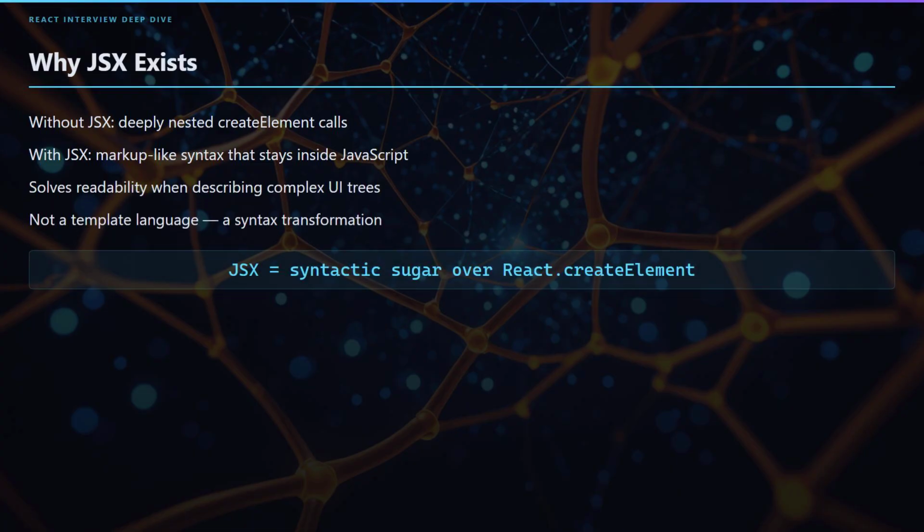Without it, describing even a simple nested structure requires deeply nested createElement calls. With JSX, you write something that looks like markup but stays inside JavaScript. JSX solves the readability and composition problem of describing complex UI trees in code.